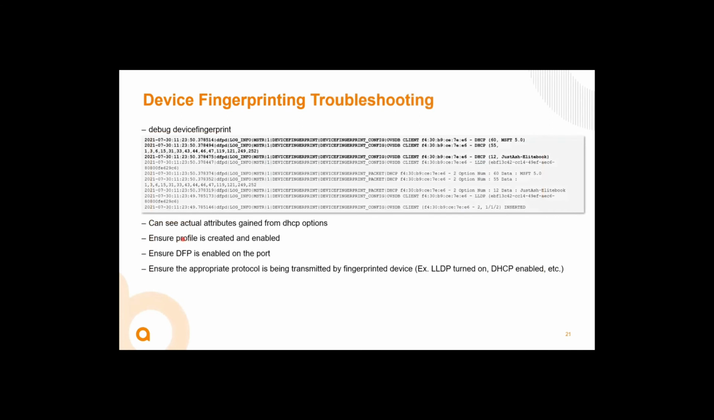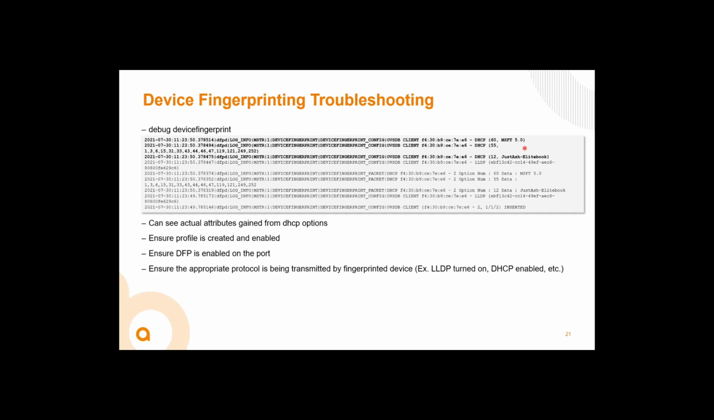For troubleshooting, we've introduced the debug device fingerprint command. So if you run the debugger, you can actually see the device fingerprints that are coming in. If you're not seeing any output, you'll want to check your protocols, make sure it's enabled on both sides. Make sure the DHCP server is working correctly if you're using DHCP, or LLDP is enabled on both ends, especially on the client that's being fingerprinted via LLDP. But the debugger would show you the actual fingerprints that it's detecting from the client itself.